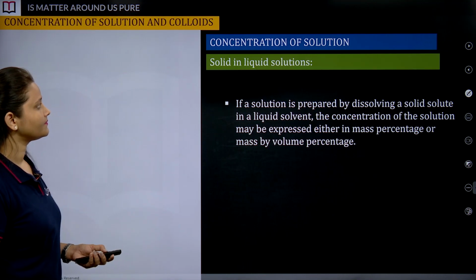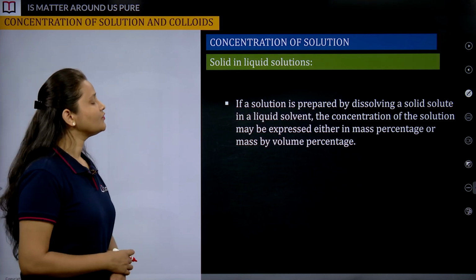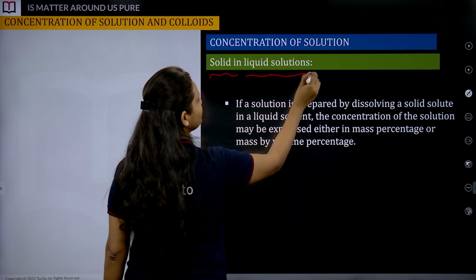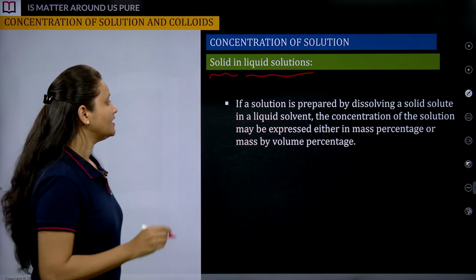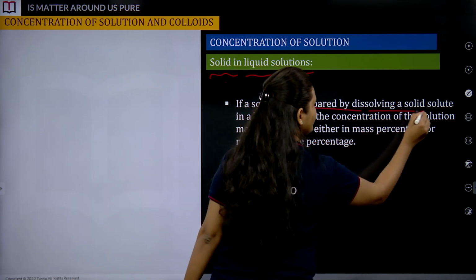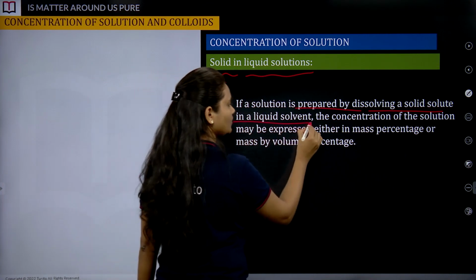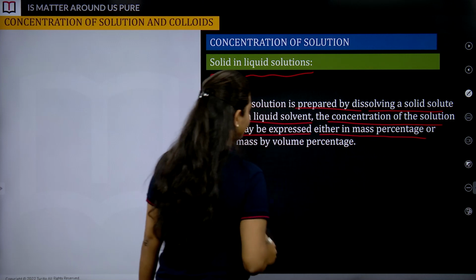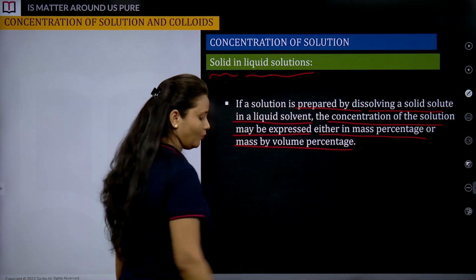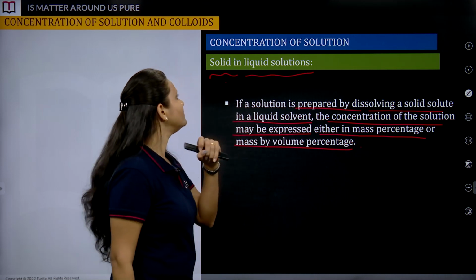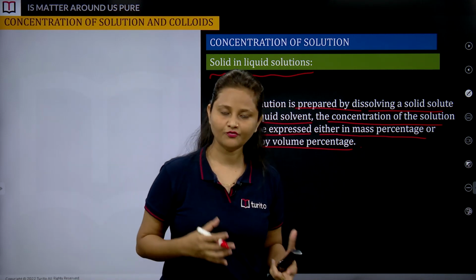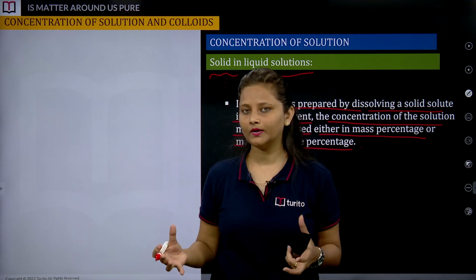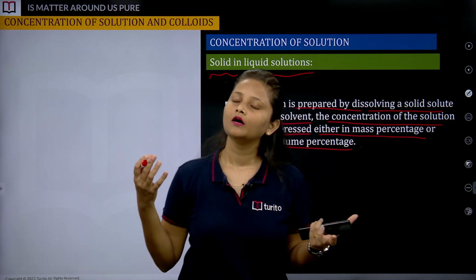So, let us move ahead and try to understand if we are having a combination like this, solid and liquid solutions. Here, students, if a solution is prepared by dissolving a solid solute in a liquid solvent, the concentration of the solution may be expressed either in mass percentage or mass by volume percentage. First of all, we have taken the combination of solid and liquid. We have prepared a solution in which the solid is getting dissolved in liquid. So solid becomes your solute, liquid becomes your solvent, correct.